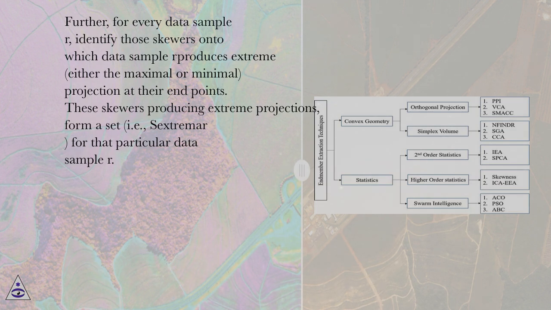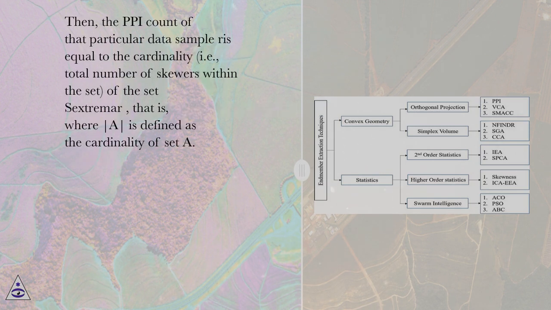maximal or minimal, projection at their endpoints. These skewers producing extreme projections form a set, i.e., S_extreme(r), for that particular data sample r. Then, the PPI count of that particular data sample r equals the cardinality, i.e., the total number of skewers within the set S_extreme(r), where the vertical bar denotes the cardinality of set A.